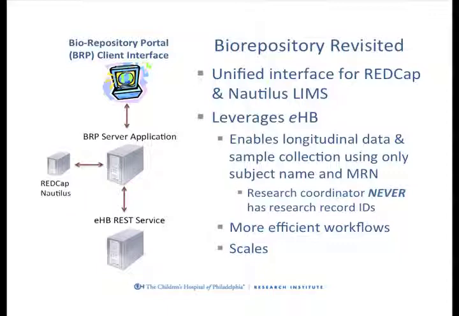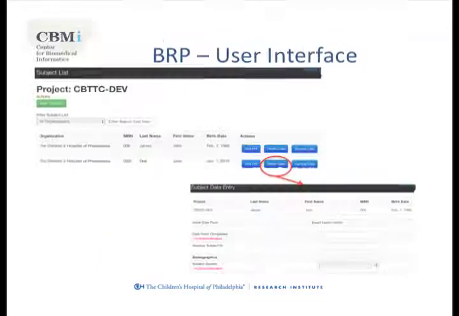And so the biorepository portal leverages the electronic honest broker to enable this longitudinal data collection and sample collection, with the person collecting the data only ever needing to know the subject by name and medical record number at CHOP. They never actually have access to the research IDs for those records in REDCap and Nautilus. This provides us with more efficient workflows. We don't have to involve a human honest broker, and it scales for effectively the same reason, because it's all being handled electronically. So this is what the interface looks like in the biorepository portal.